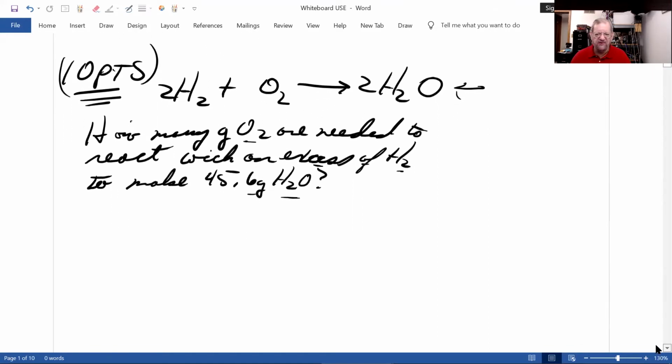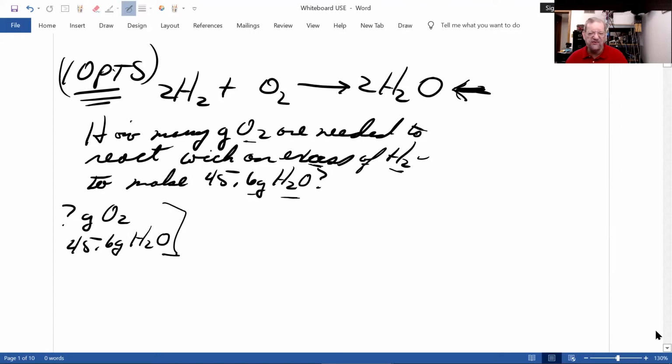Let me move this up a little because I'm going to need all the space in the world. We're trying to find how many grams of oxygen. What are we given? 45.6 grams of water. We're also given this balanced chemical equation. Now, first of all, as soon as you see excess of one of the substances in a chemical equation problem, you can ignore it. So I'm going to ignore the hydrogen. And this is all we need to solve the problem, except for one more thing.